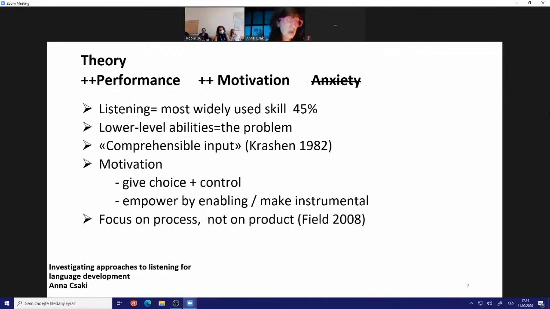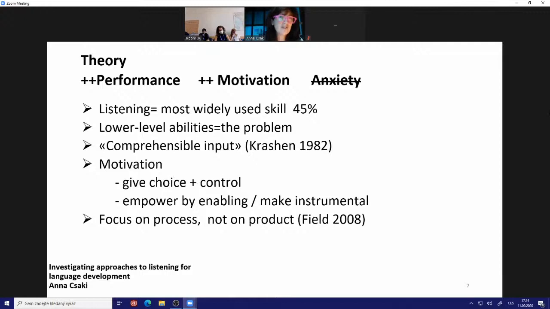And then focus on process, not product. And this is Field, John Field, who is a researcher, the same one, sorry, as before. And he says the question is not just, so how many did you get right? Which ones did you get wrong? But why did you get those wrong? What was it that you didn't understand?